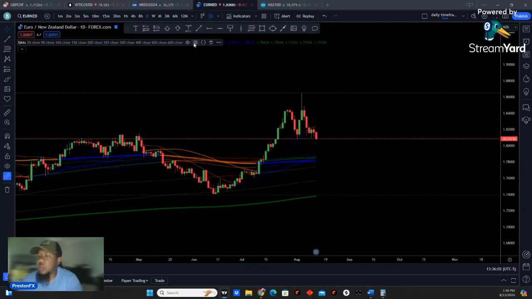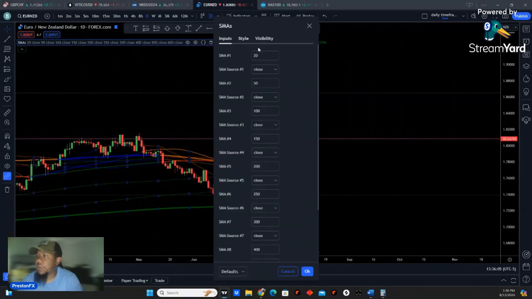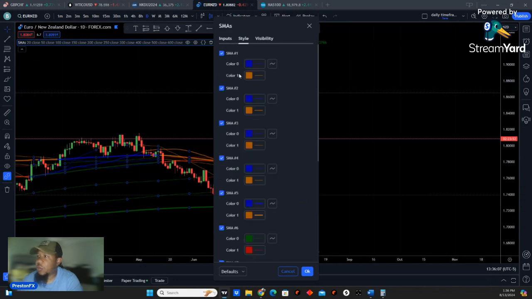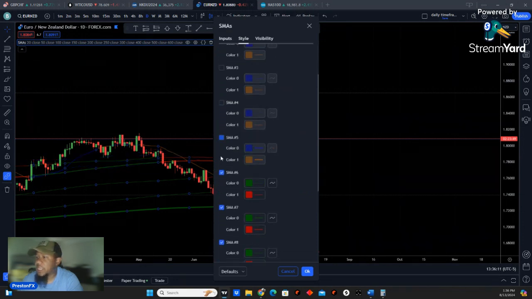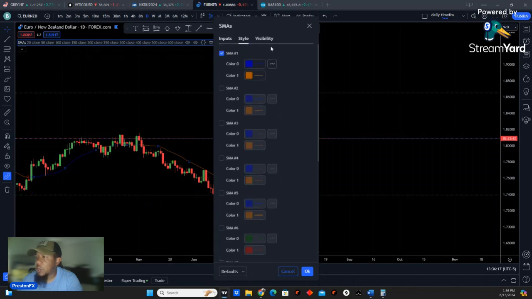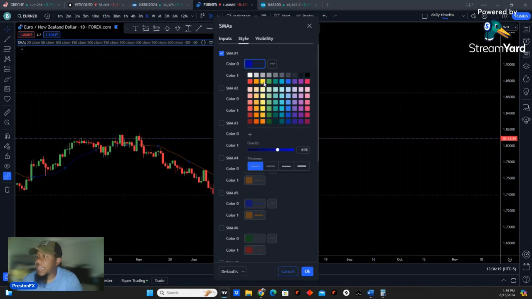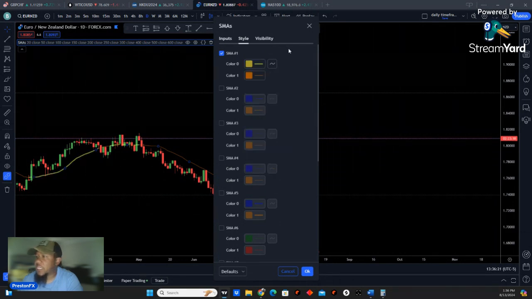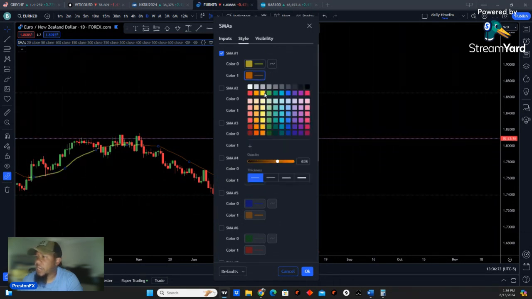You're going to go to the little wheel. Go to inputs first. You see the 20 on SMA1. Unclick all these. We going Barney style, back to the beginning. All right. So I'm gonna come up here, and I like it yellow. So this is the thickness right here. All right, yellow. We got the thickness right there.